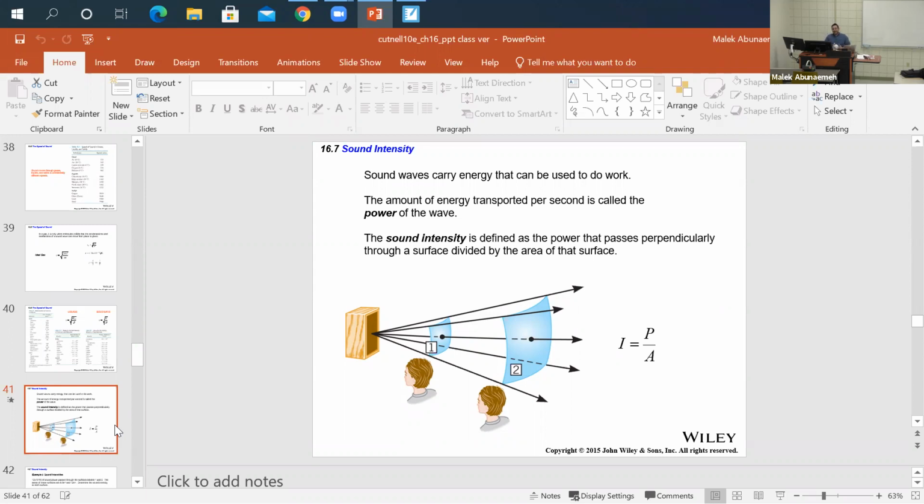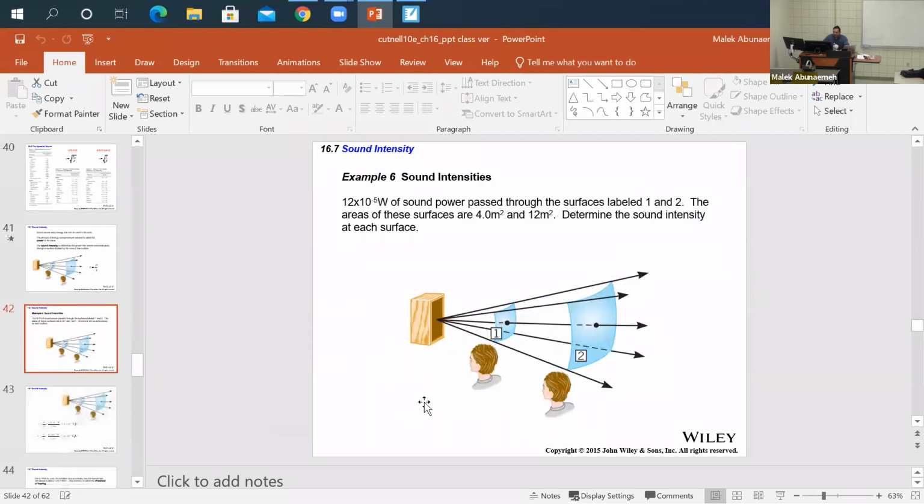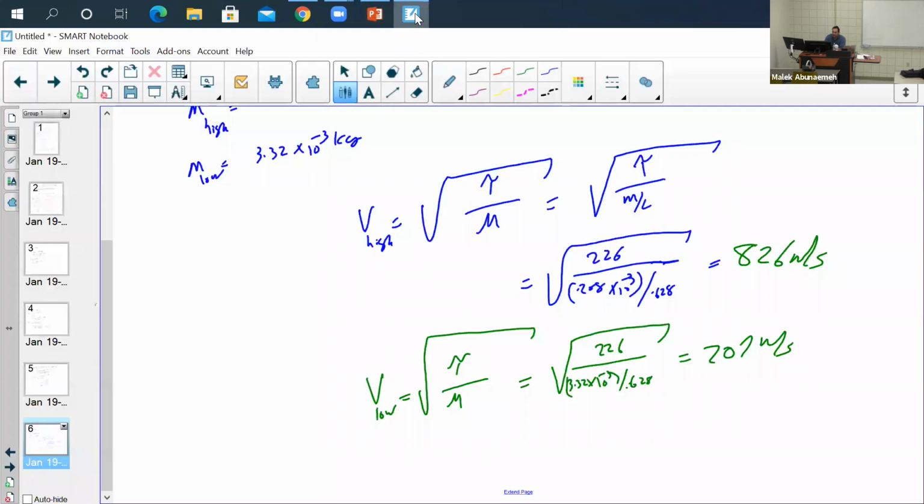Now, the sound intensity is defined as the power that passes perpendicular through a surface divided by the area of that surface. Your intensity is going to equal your power divided by your area. So let's say you got this little example over here. You get 12 times 10 to the negative 5 watts of sound passed through surfaces labeled 1 and 2. The areas of these surfaces are 4 meters squared and 12 meters squared. Determine the sound intensity of each surface.